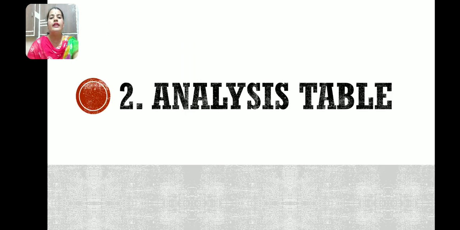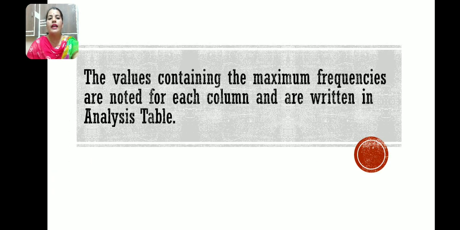Then the analysis table. Now how to make an analysis table, you will see here. The values containing the maximum frequencies are noted for each column and are written in the analysis table. From the grouping table, the highest values which you highlight, the highlighted frequencies you will write in the analysis table, or you can mark a tick in the analysis table, and then you can easily make the analysis table.